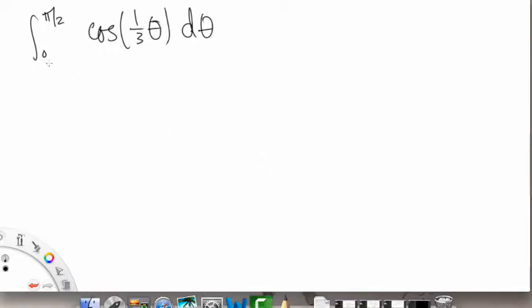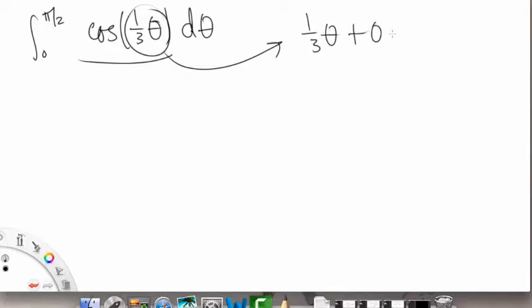Says that we're going to integrate from 0 to pi over 2 of cosine of 1 over 3 theta d theta. Okay, so let's look at this. First of all, notice that we actually have an outer function, the cosine, and an inner function, this 1 over 3 theta. So this is in the form 1 over 3 theta plus 0, which mirrors the kx plus b form.